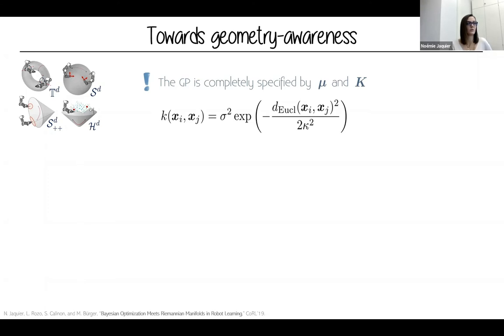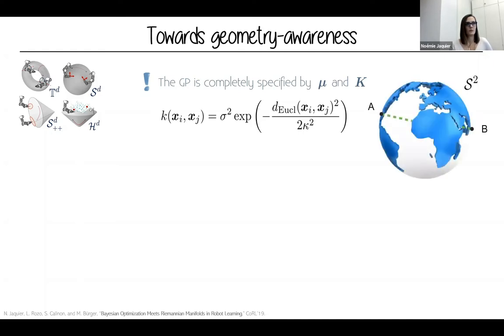And kernels, so this is one of the typical kernels that we use in the Gaussian process field. This is the squared exponential kernel. And you see that this squared exponential kernel is defined based on the Euclidean distance between two data points. Now, if we take data that have particular geometries and we use this distance function, we actually have an issue. So you see here, if we want to measure the distance on the Earth and we simply take the Euclidean distance, we measure the distance going through the Earth. So this is not a good way to measure a distance on a sphere.